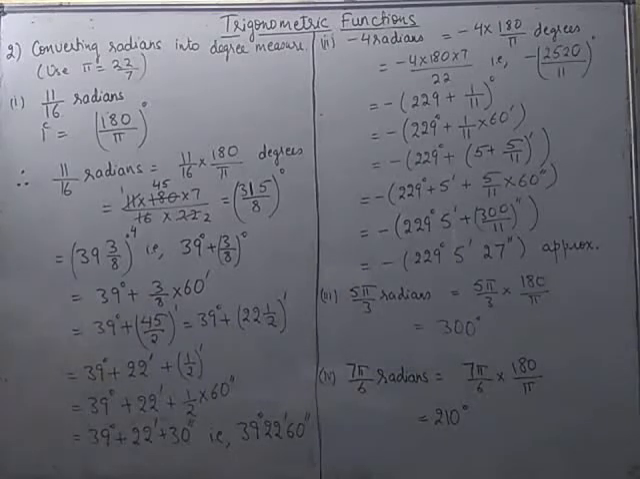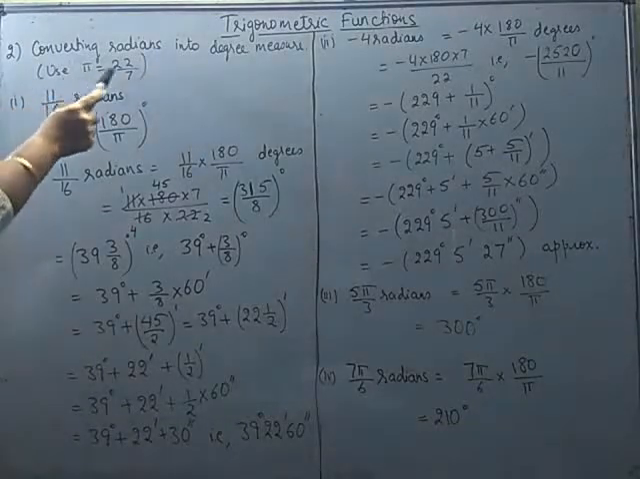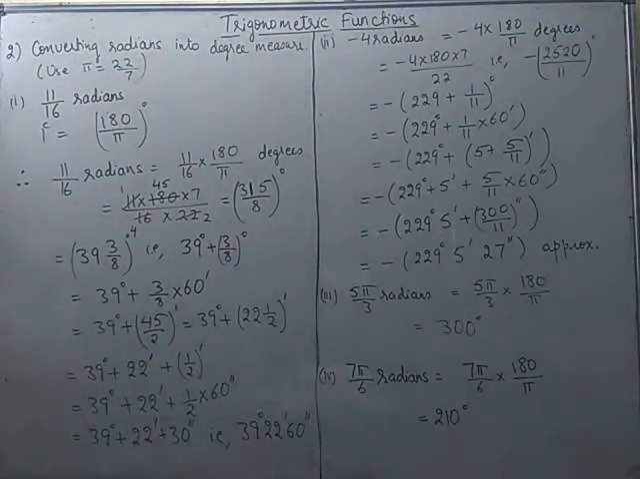Now children, see the next one. It is about converting radians into degree measure. In the previous question we saw how to convert degree measure into radians. Now we'll convert radians into degrees. And it is given pi can be replaced by 22 by 7. Okay. So this is how we connect radians with real numbers.